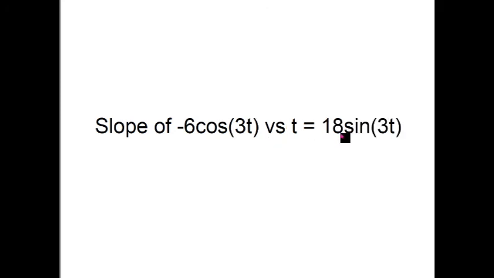And so we have 18 because negative cosine becomes positive sine, or cosine becomes negative sine, and that negative cancels out with this right here. And so 6 times 3 is 18, so that's why you have 18 there.